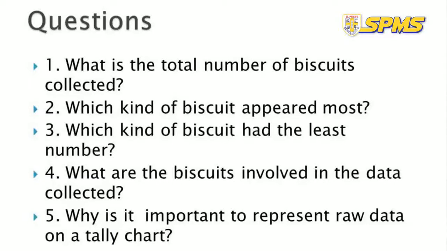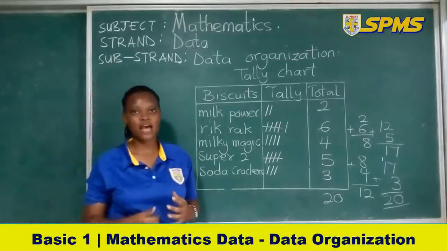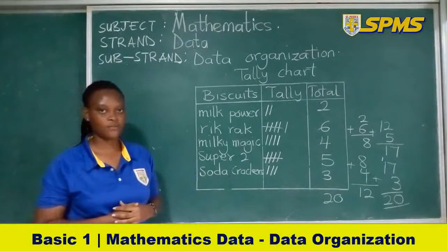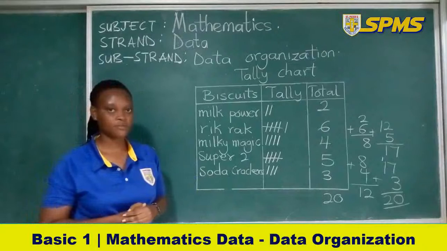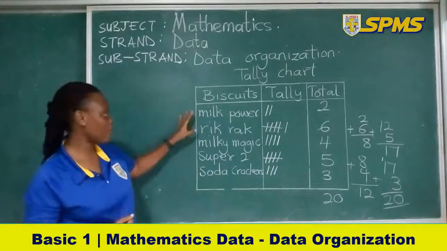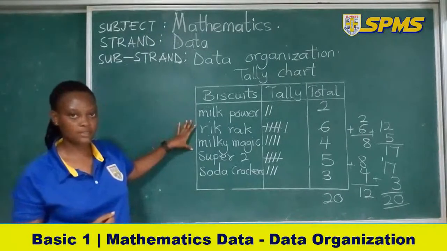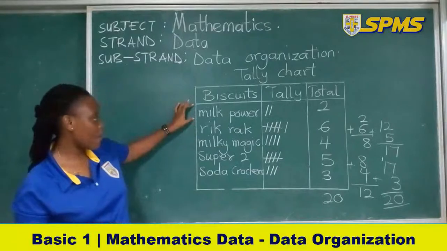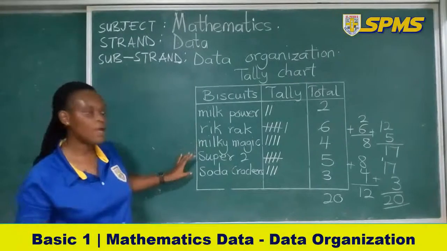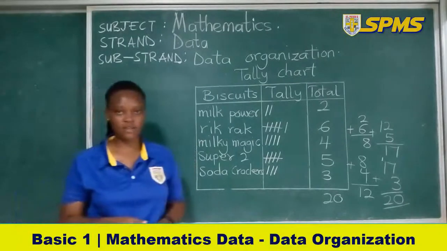Question number 4. What are the biscuits involved in the data collected? The different kinds of biscuits that were collected. Okay? Good. So these are the different kinds of biscuits we collected. So they are the Milk Power, the Rick Rack, Milky Magic, Super 2, and then Soda Crackers.